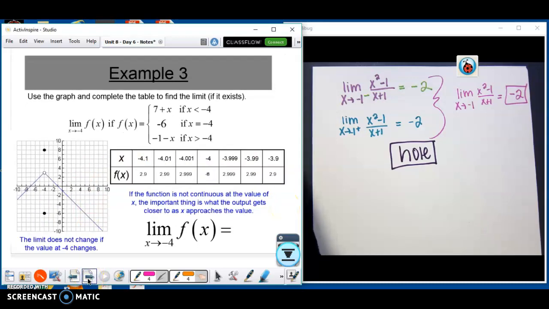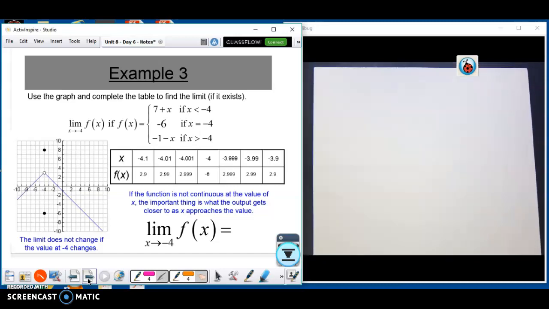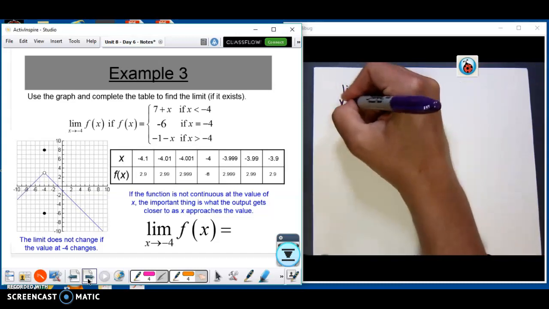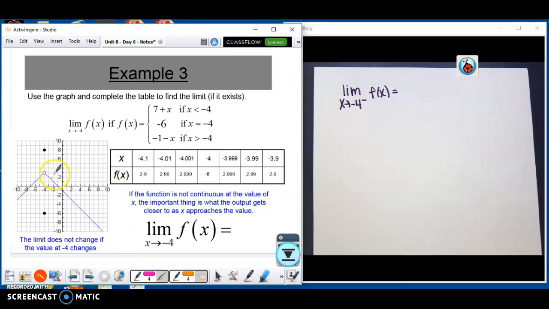Alright, so then if we take a look at example 3. So this time they're using a piecewise function. So really the piecewise function doesn't make a difference right now because we're just focusing on graphs today. So I'm going to look at the limit as x approaches -4 from the left first. So here's -4. Okay. So if I look at -4, if I come in from the left side here, the y value that it is approaching is 3. Now there is a hole there, but it doesn't matter if there's a hole there.